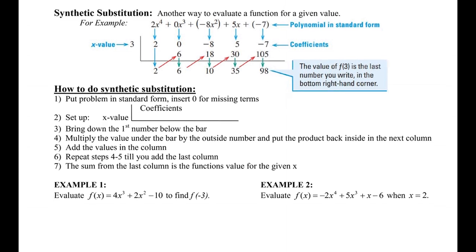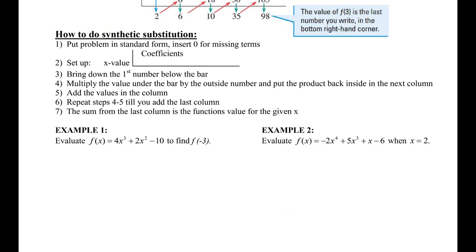Let's look at an example that we can do together. So example 1. I'm going to start by setting up my problem. It is already in standard form. But when I set it up here, I want to make sure that I'm including 0 for any missing terms. So for example, I'm missing an x, so I'm going to replace it with a 0 as a placeholder. You're only using the coefficients, you are not writing down the variables. And I'm going to put my x value, which is my -3, out front.